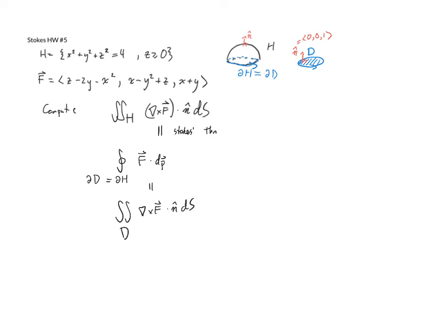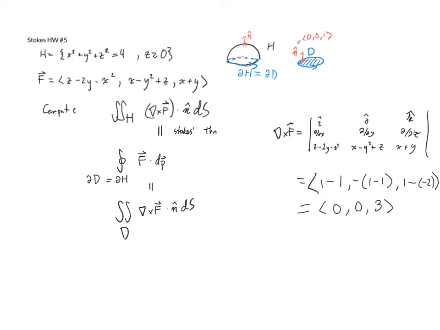And now things look easier. So what I will do is first compute the curl of f, and lo and behold, the flux was really easy in this case. Or sorry, the curl. The curl ends up being 0, 0, 3, which is just awesome, right?